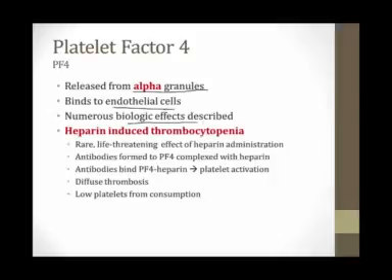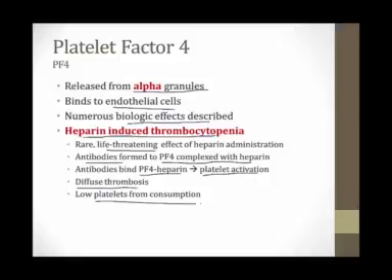Platelet factor 4 is released from the alpha granules and binds to endothelial cells, and it has numerous biological effects that have been described, but its most important clinical relevance has to do with a rare adverse effect of the blood thinner heparin called heparin-induced thrombocytopenia. This is a life-threatening side effect of heparin administration. In heparin-induced thrombocytopenia, antibodies form to platelet factor 4 complexed with heparin. The antibodies bind to platelet factor 4 and heparin, and they lead to platelet activation. This can cause thrombosis. Platelets can become low from consumption, and it's a life-threatening side effect of this drug.